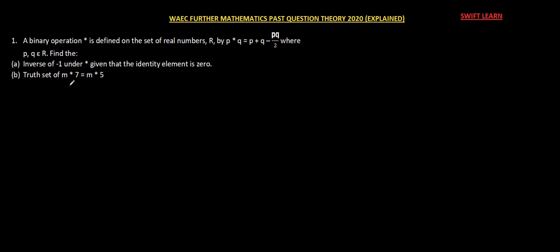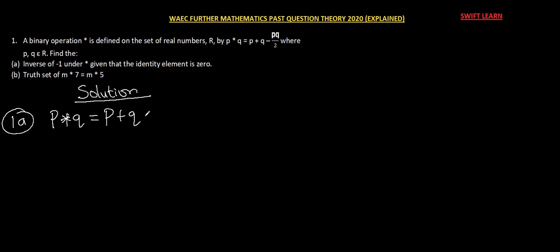This is WAEC, so your solutions must be intact. You must have everything intact. The first thing is you write your question. You have P operation Q equals P plus Q minus PQ divided by 2. So you are asked to find the inverse of -1.